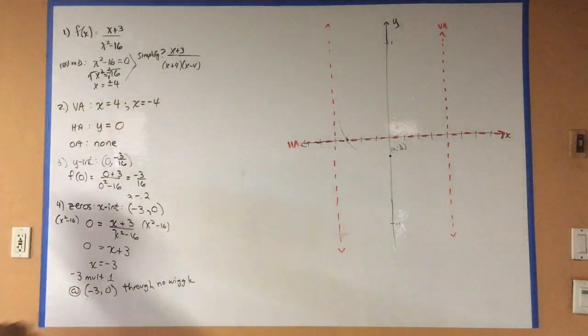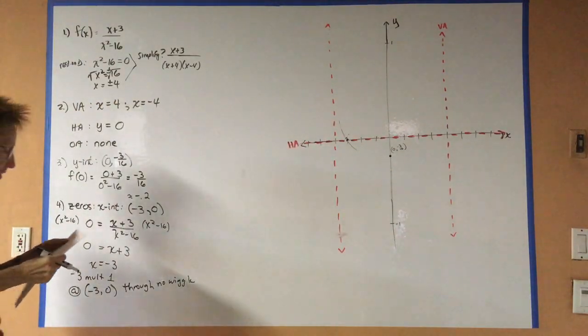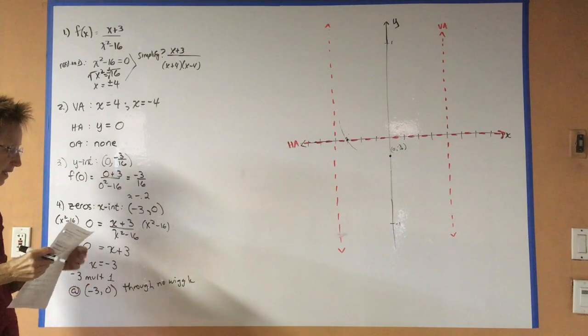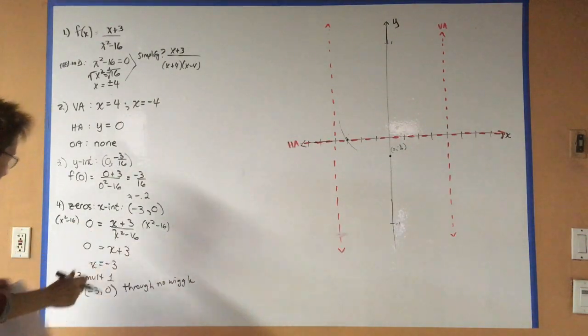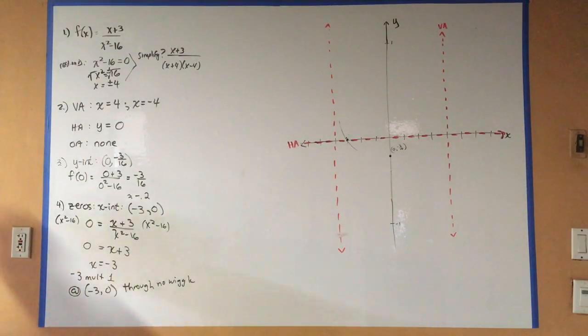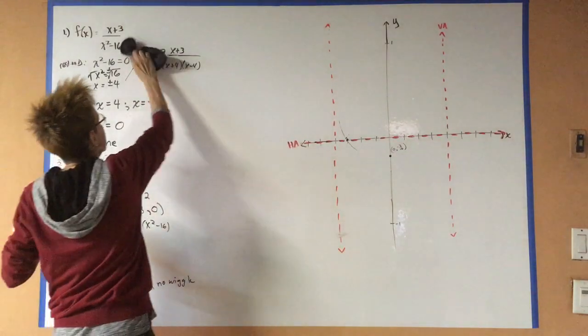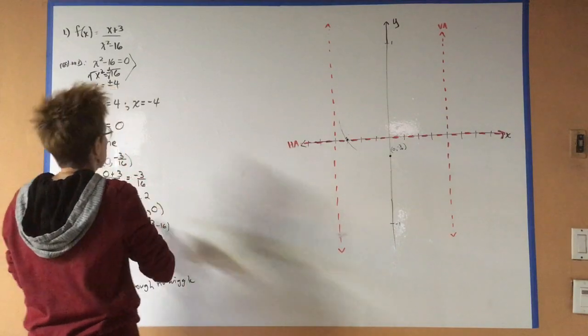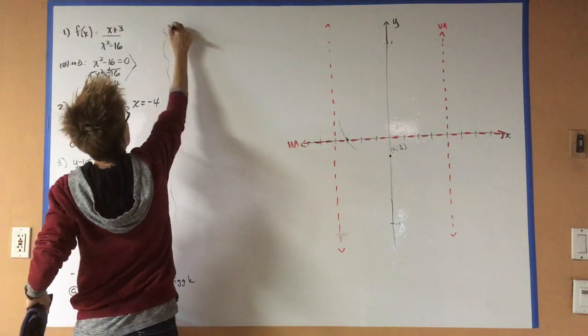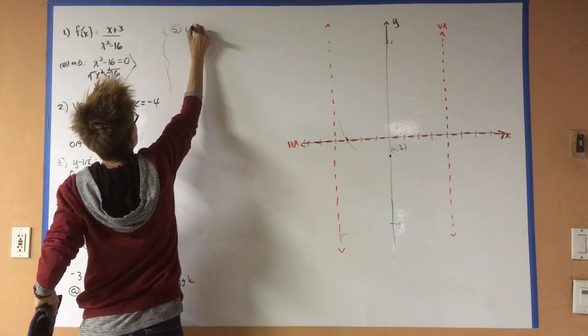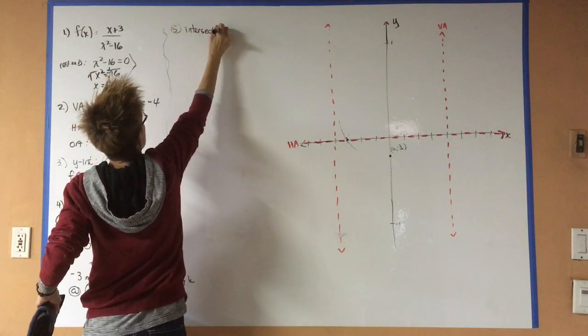So that was step 4. It's all done. I determined the zeros and the behavior. So step 5 says, determine if the graph intersects the HA or the OA. So that's the next step here. I'm going to erase this little piece. So step 5 is, do they intersect?